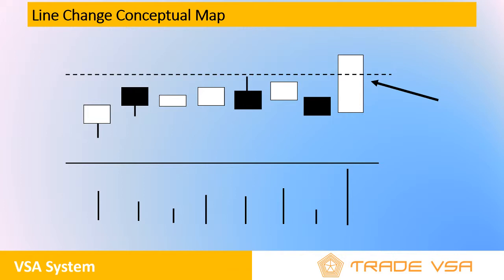So here's the conceptual map on how 18-day line change or 5-day line change looks like. It breaks above the previous resistance level with a higher volume. The bar with the arrow is the line change bar.